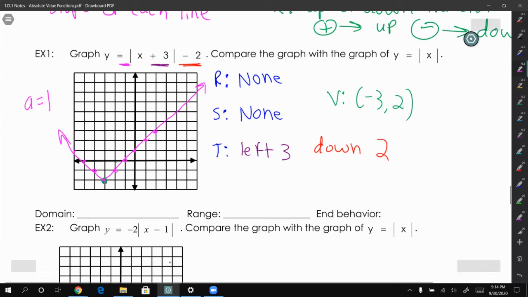Domain. The domain for absolute value functions is always negative infinity, infinity. Always. Absolute value functions always have a domain of negative infinity, infinity.